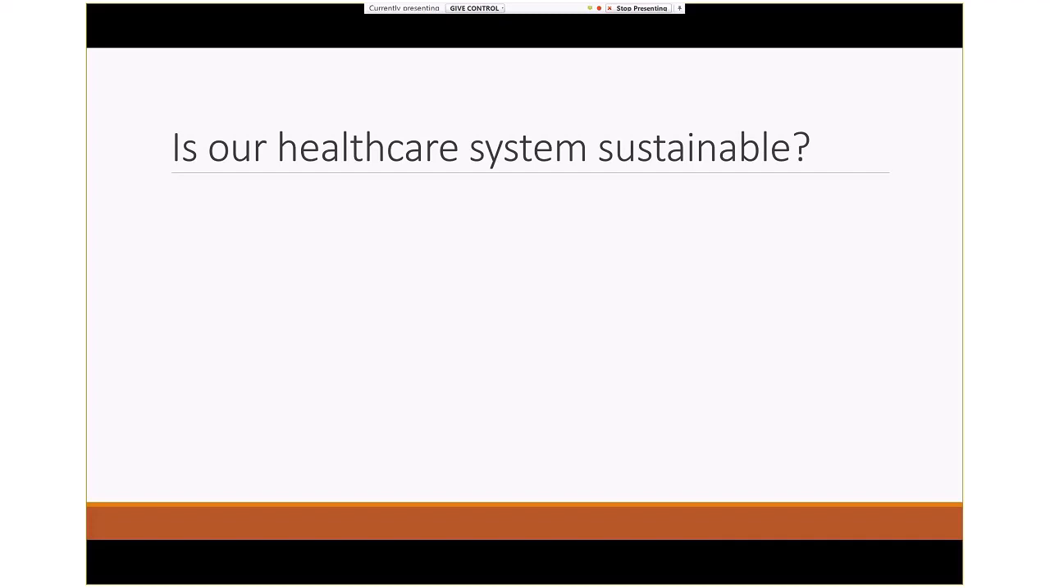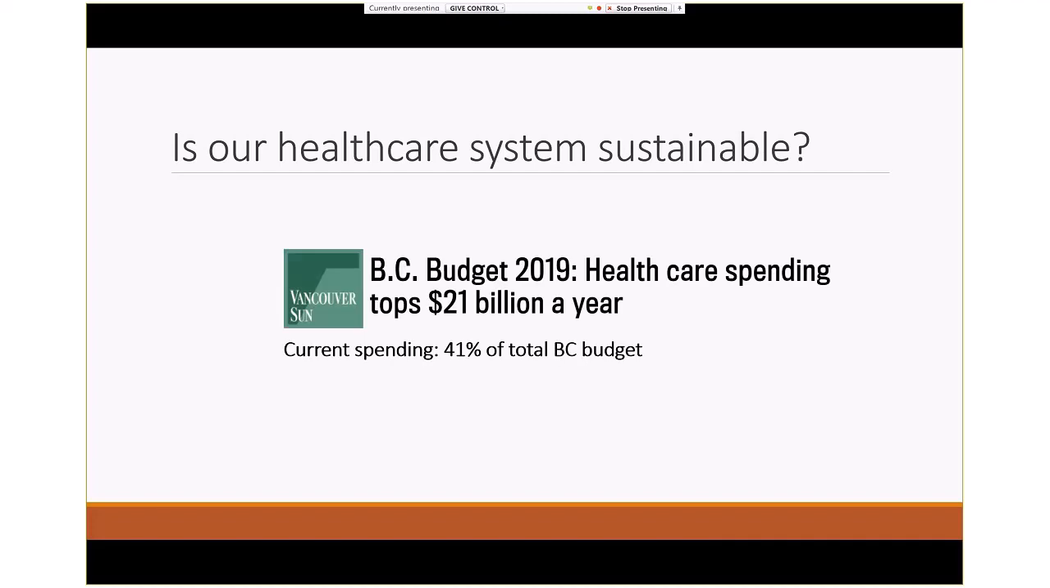Is our healthcare system sustainable? For BC, I saw an article in the Vancouver Sun saying that in 2019, last year, our healthcare spending topped $21 billion a year, which is about 41% of the total BC provincial budget. They have a dire warning that at the rate at which the spending is growing, by 2040 the provincial budget share is projected to grow from 41% to 55%, which is a pretty substantial growth. And it doesn't seem very sustainable.